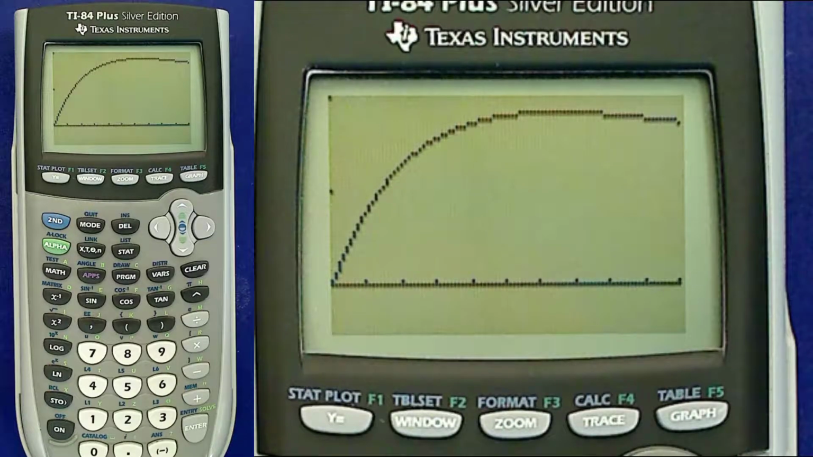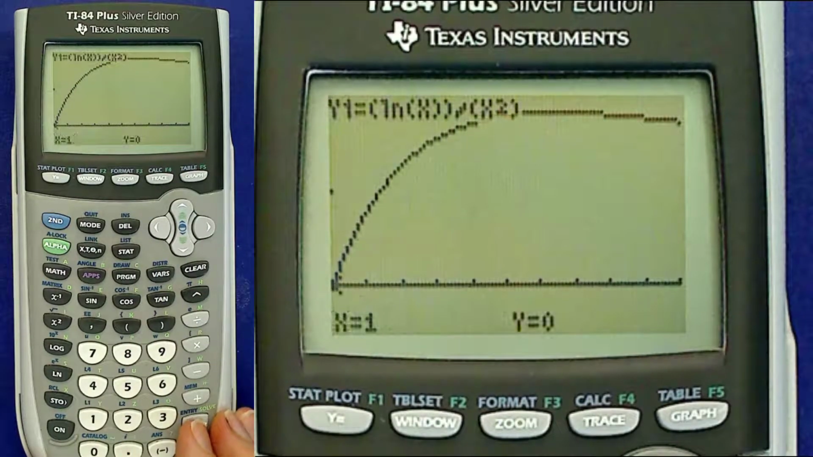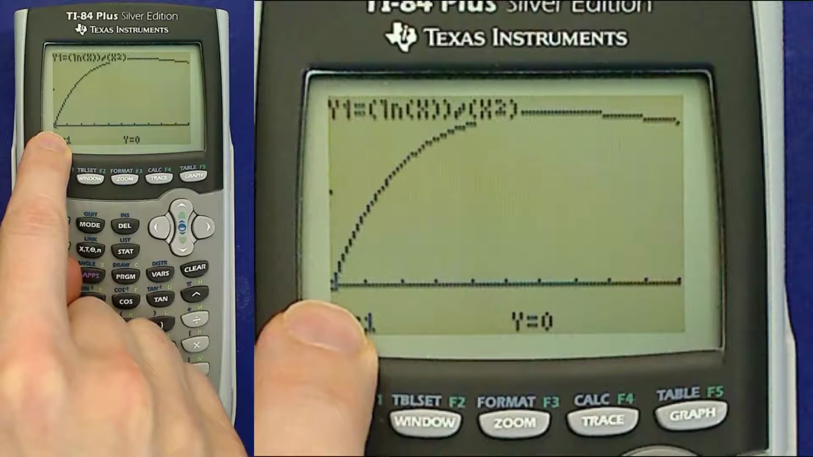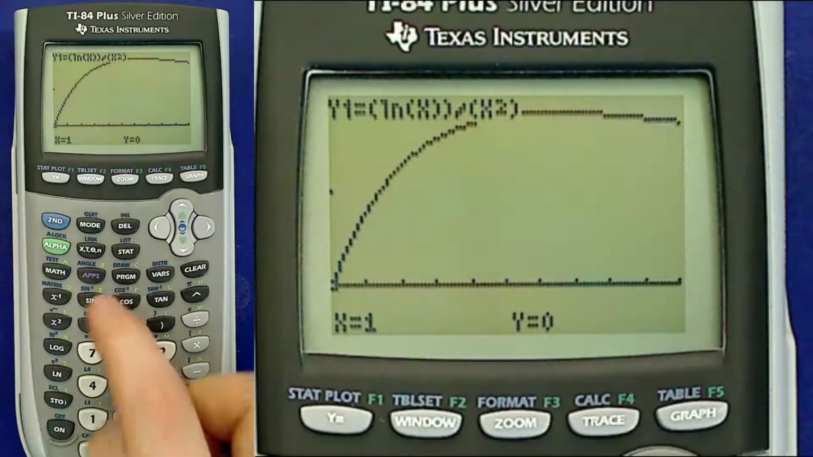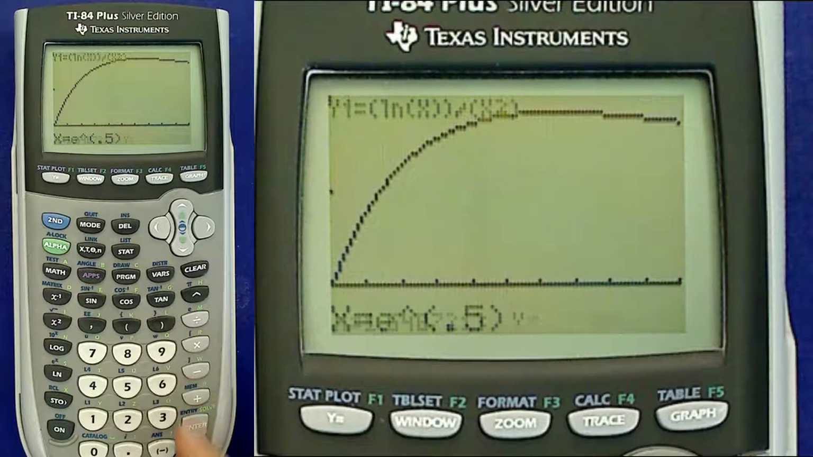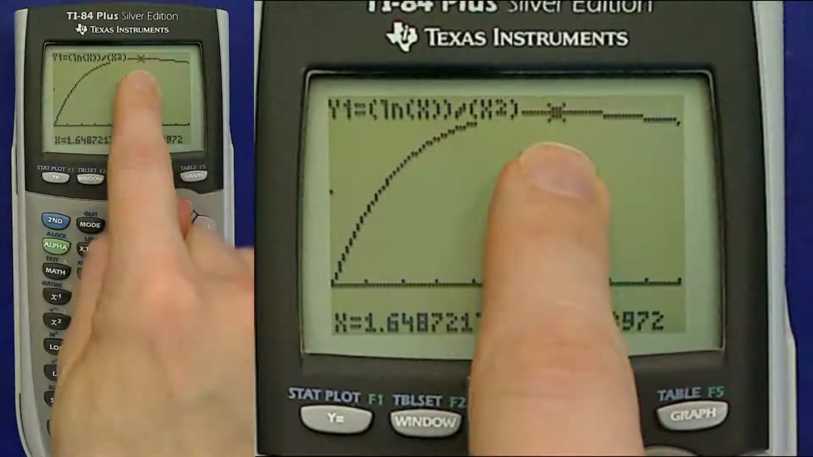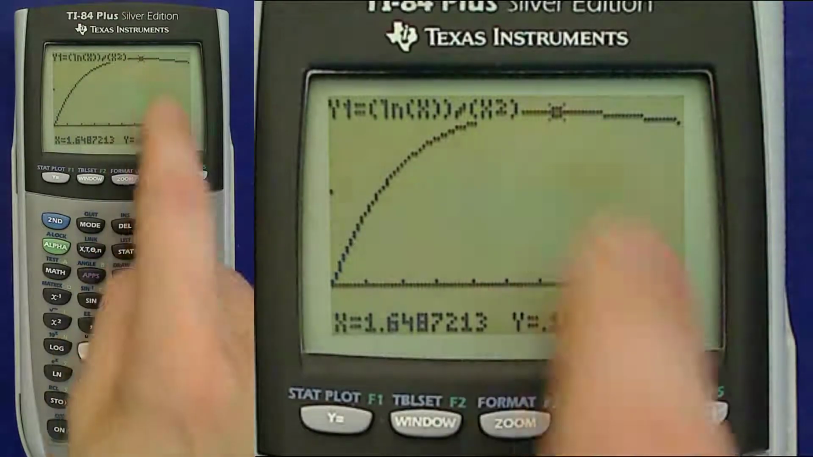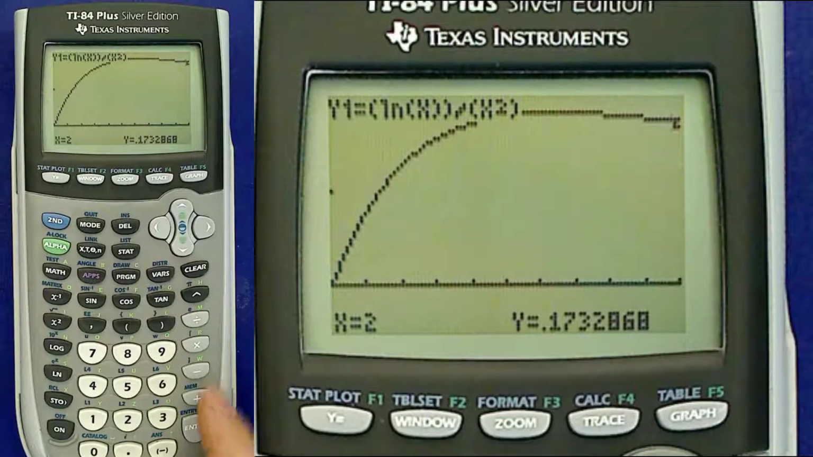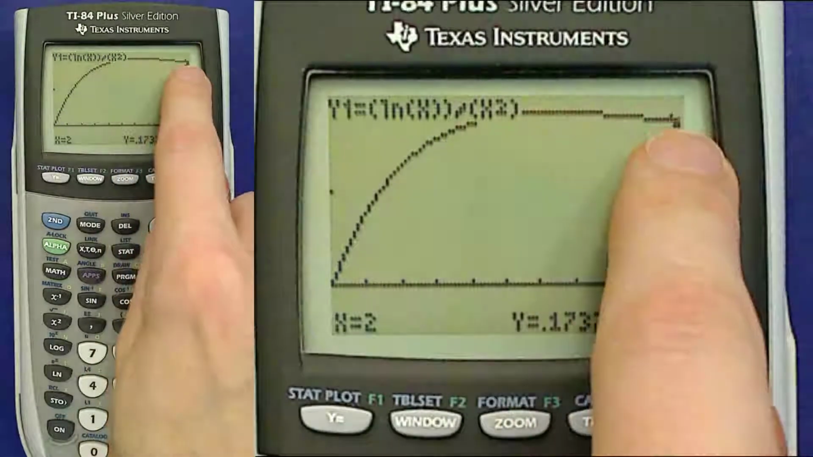Okay. If I hit the trace button, now I can type in values of x. If I type in x equals 1, that hops me over here, and you can see that that's clearly the minimum value of y. If I type in e to the 0.5, that hops us to the middle, and you can see it's pretty convincingly somewhere around the top there. There's our 0.183, well, 0.184. And if I type 2, that's the right endpoint, and you can see that at that point, the graph has started to decrease again.